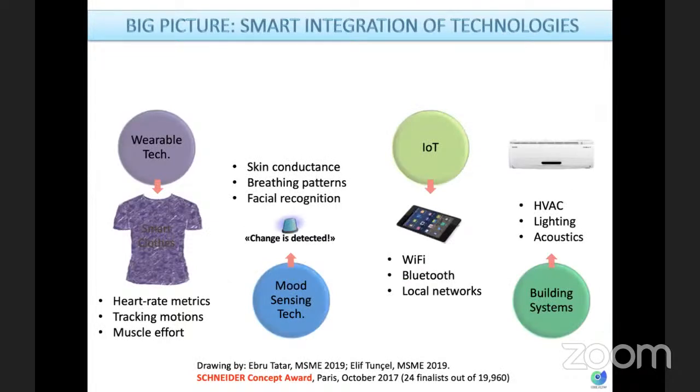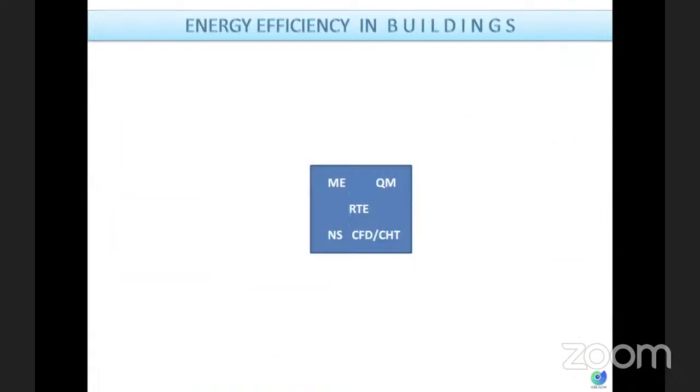How can I tell a building how much energy it should use depending on my mood, where I am in a building, and what I am doing in a building? This can be a space that I share with other people, like in an office, or it may be in a house where I am alone. Somehow, from my coatings to my mood to my IoT devices like my cell phone to the air conditioning or heating system, I need to have a seamless operation.